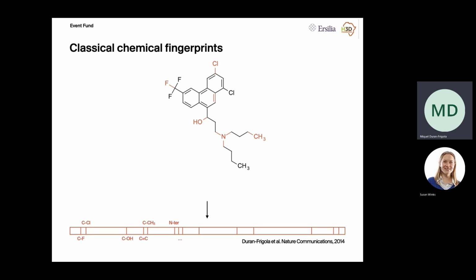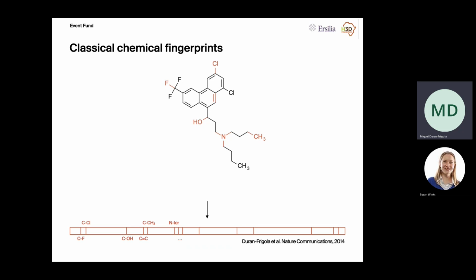For instance, there's a position in the vector that is allocated for carbon and fluor. If I find a carbon and fluor, which is the case, then I put a 1 here. Carbon and chloride, a 1 here. Hydroxyl here. Tertiary nitrogen here, etc. So I'm just looking at the molecule, finding all of the chemical features that I can find, and mapping them in a vector. Is this good?